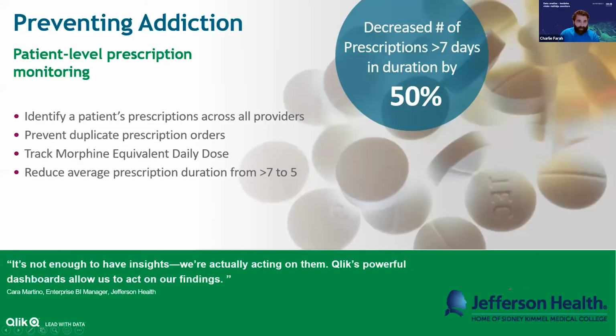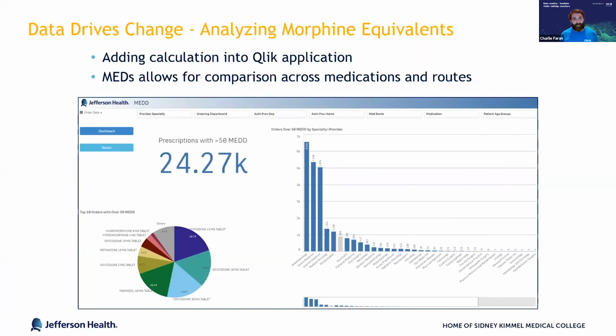So obviously opioids are a major issue, not only the prescriptions from the hospital, from the GPs, but also patient level prescription monitoring, because we want to decrease the number of prescriptions that extend for over 7 days by 50%, because they realize that patients that are on these drugs for over a week are developing a dependence. So it's really about being able to track or prevent duplicate prescription orders, but also track the morphine equivalent daily dose. So you might not be receiving morphine, but there might be a morphine equivalent drug that's being substituted that hasn't been tracked properly. And this application allows you to do that across Jefferson Health.